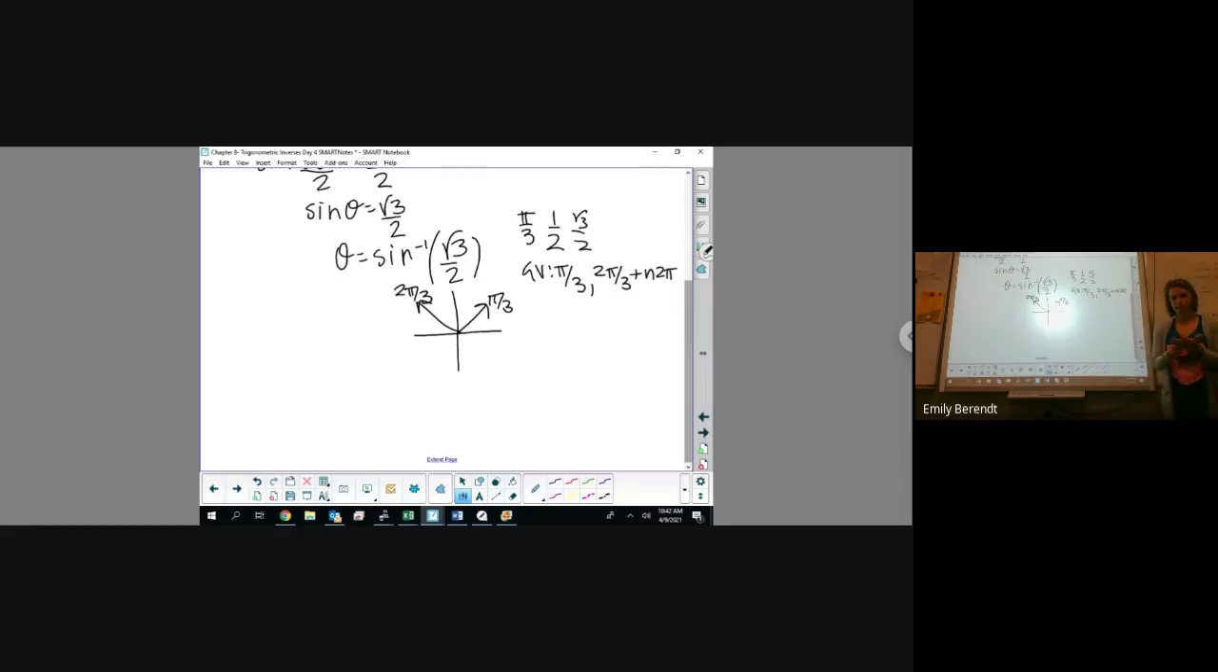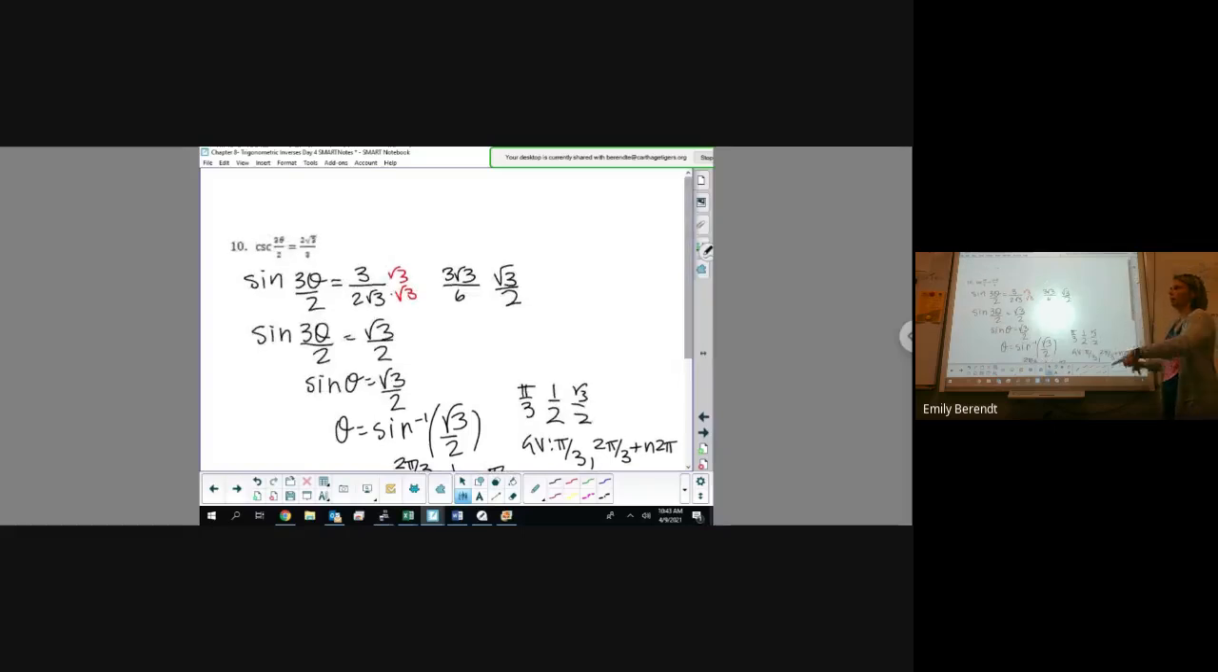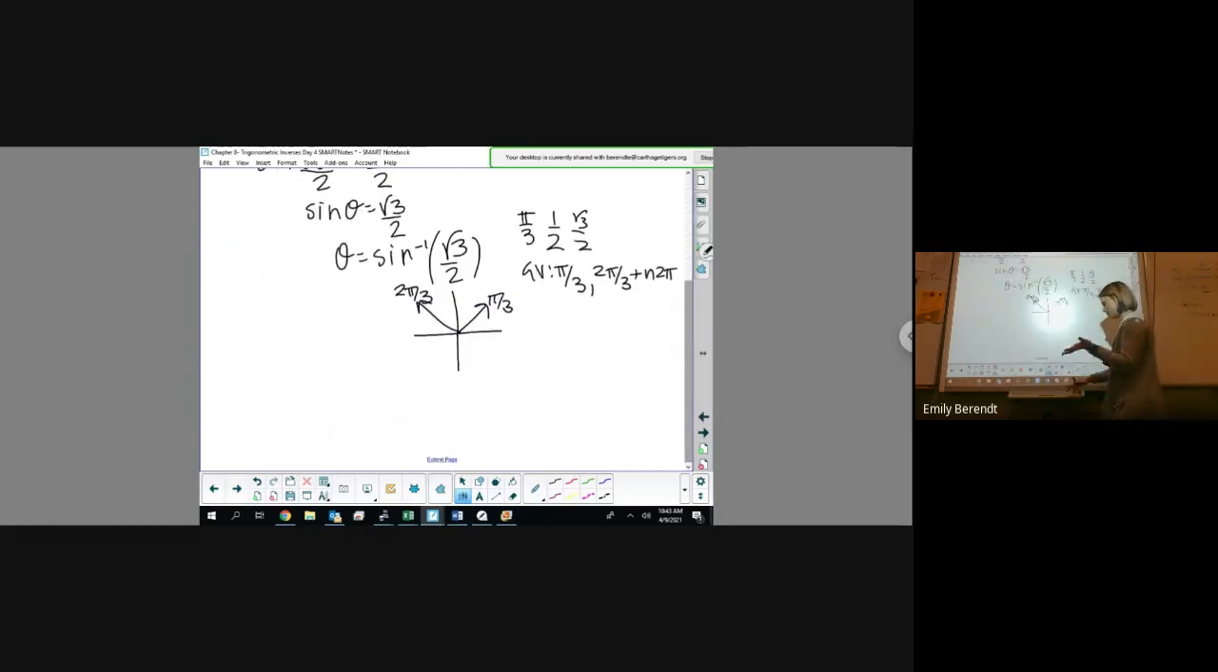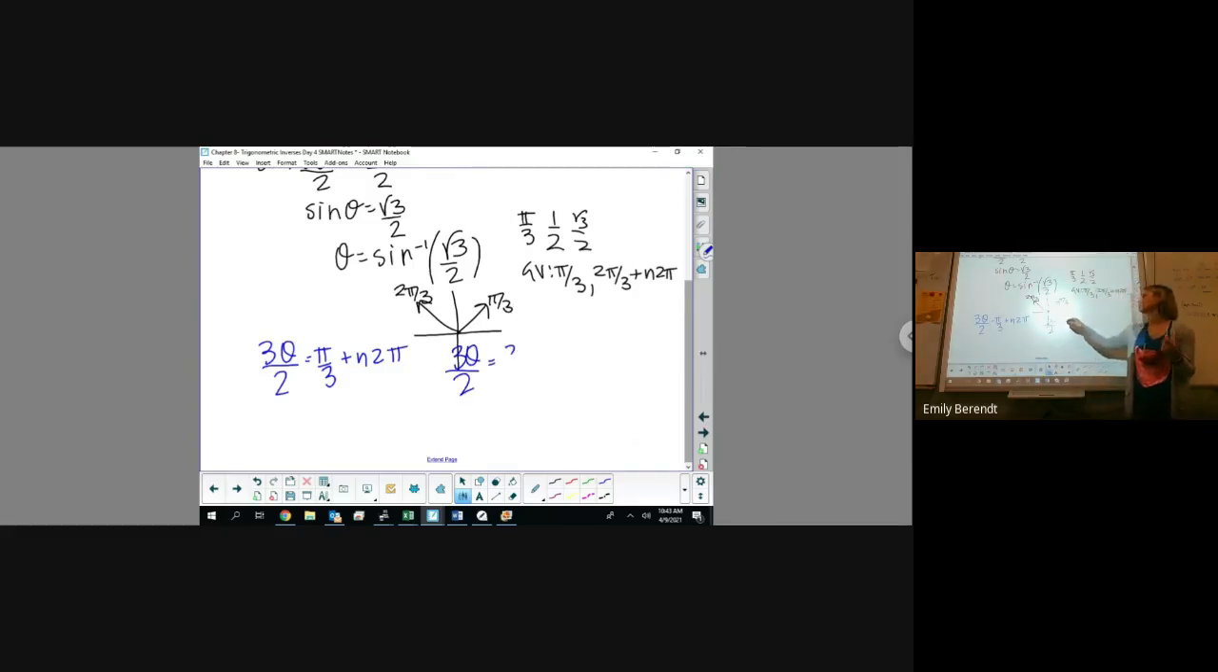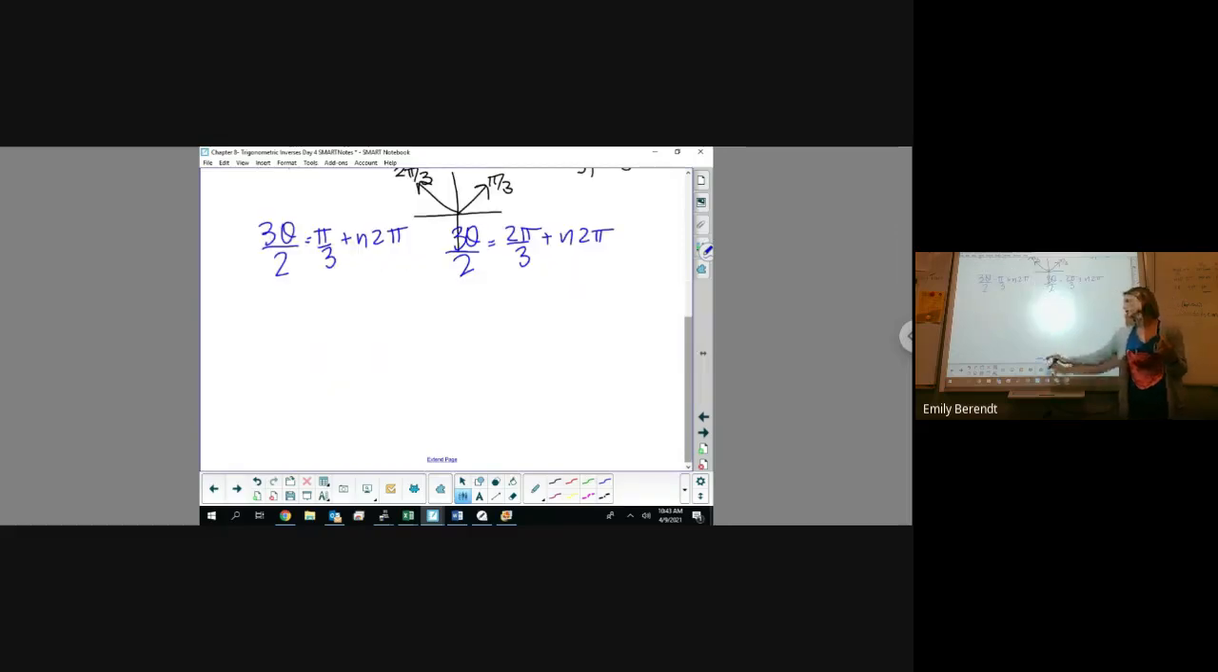What's your next step? Now we go back and we take the angle that we ignored at the beginning, 3 theta over 2, or 3/2 theta, however you want to say it. 3 theta over 2 equals the first, pi over 3 plus every 2 pi, and then 3/2 theta equals 2 pi over 3 plus every 2 pi.